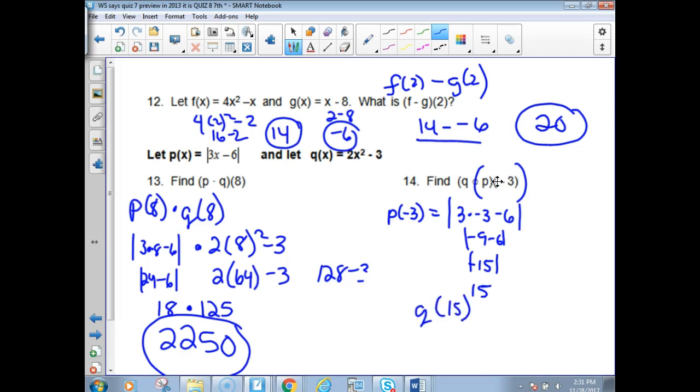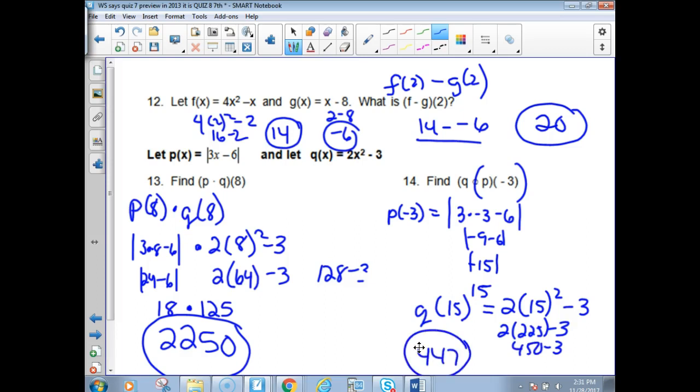Okay, so I found out what that is. Now I put 15 into the Q function. The Q function would take and square its input and then multiply it by 2, then subtract 3. So 15 squared is 225. 225 times 2 is 450. 450 minus 3 is 447.